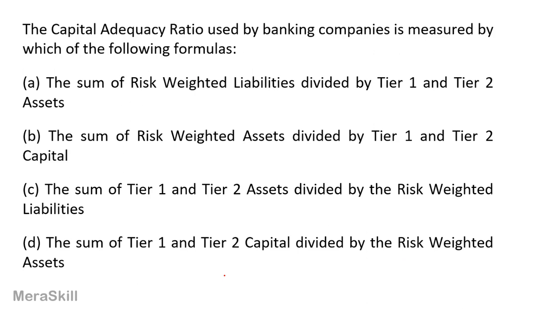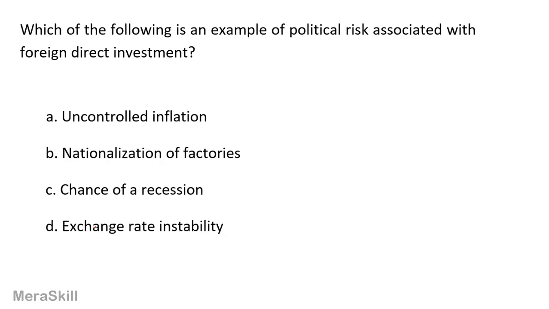Next. The capital adequacy ratio used by banking companies is measured by which of the following ratios? Is it the sum of risk-weighted liabilities by Tier 1, Tier 2 assets, or risk-weighted assets divided by Tier 1, Tier 2 capital, or Tier 1, Tier 2 assets divided by risk-weighted liabilities, or the sum of Tier 1, Tier 2 capital divided by risk-weighted assets? That's too simple, right? Children, we've done it so many times. D is the correct answer, right? Tier 1 plus Tier 2 capital divided by risk-weighted assets.